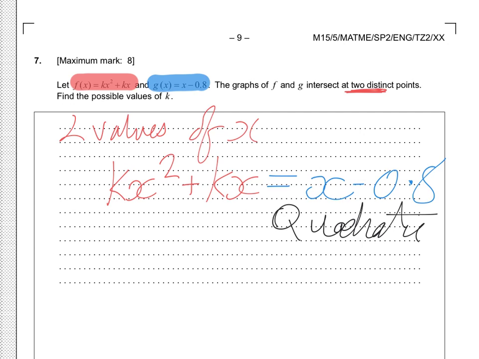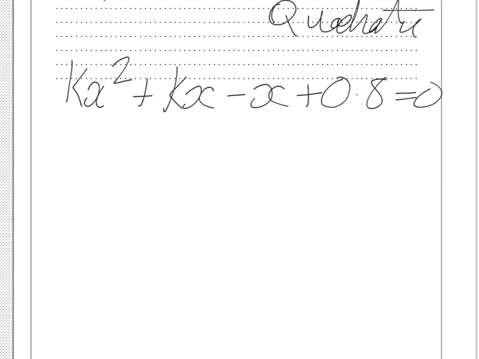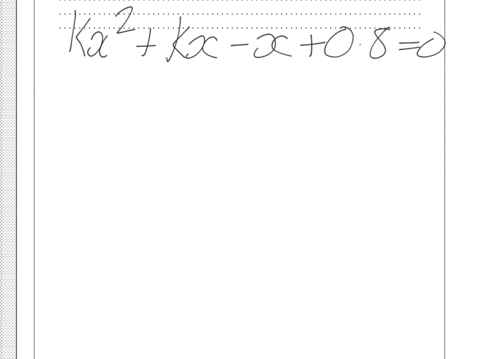So all I have to do is rearrange that. So it's equal to 0, and I'm going to get kx squared plus kx minus x from the left plus 0.8 is equal to 0. And the question is, when will that have two distinct points? I.e., when does this equation have two real solutions? So this is not really a question about graphs, it's really a question about the discriminant.